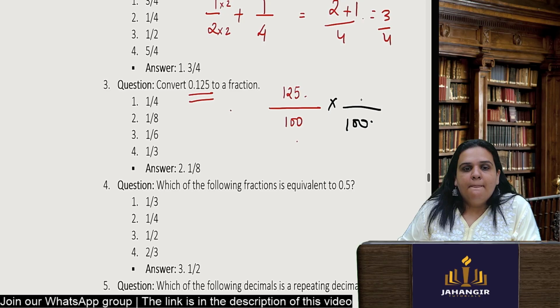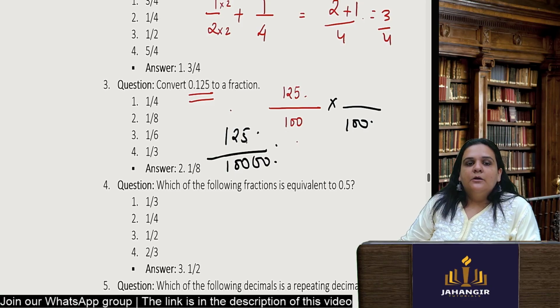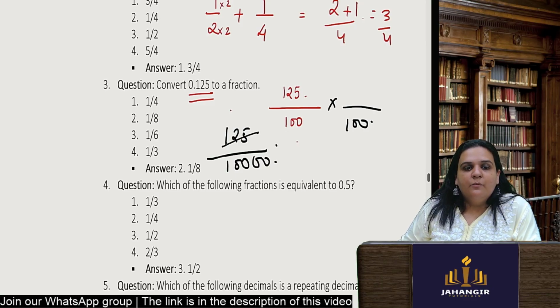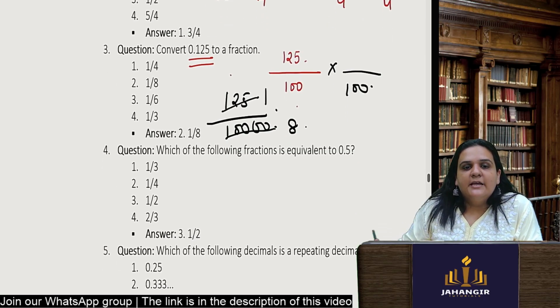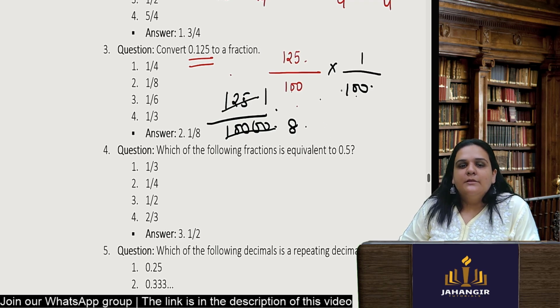And here it will be 125 divided by 100 into 100, that will be 10,000. So 125 ones are 125, 8 is a. Because I am keeping 100 over here, here also I will have to multiply this by 100. 1 upon 100 I can do, means 125 into 1 will be 125.